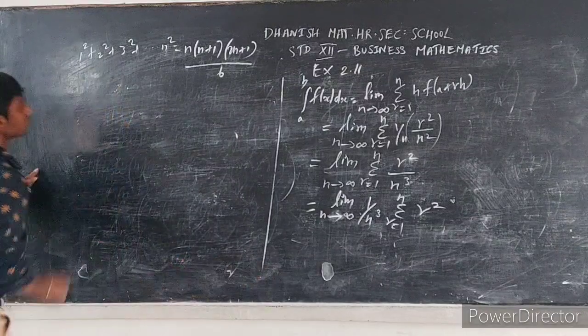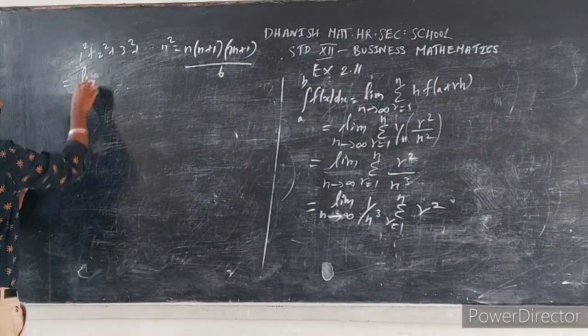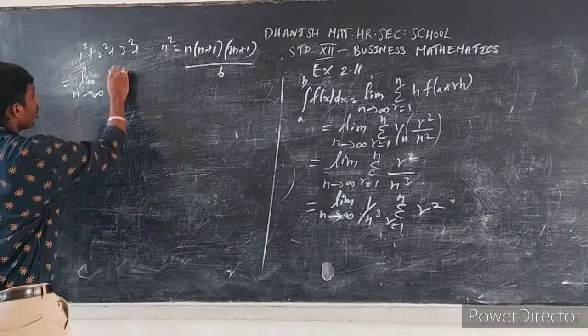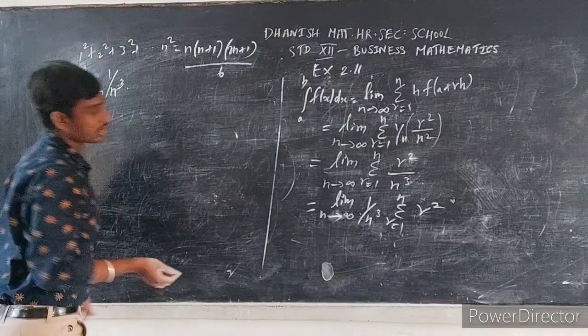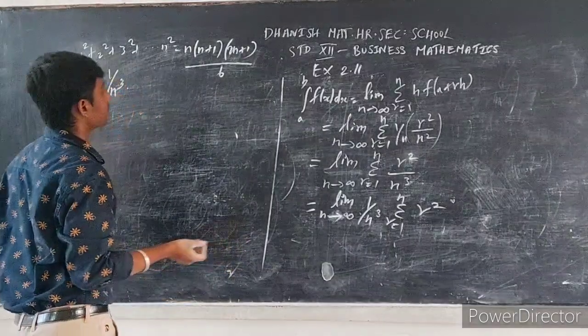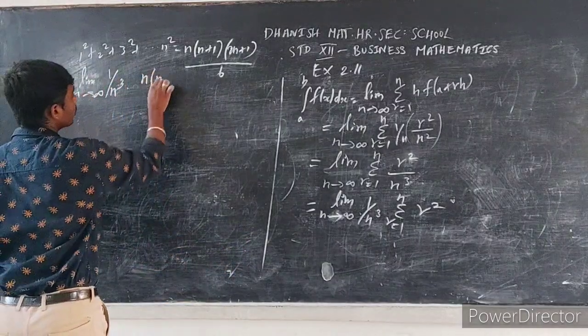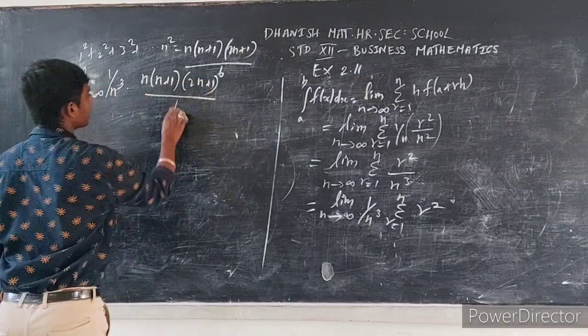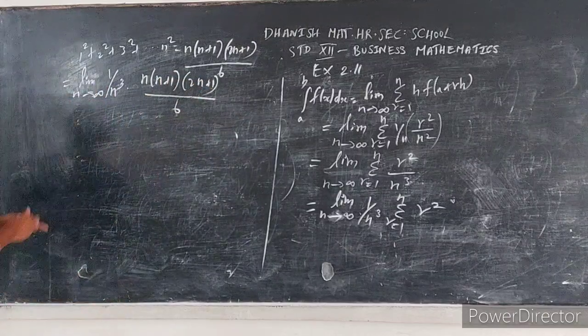So let's see how to apply this one. Limit n tends to infinity of 1 by n cube, and here we are going to apply this formula. So what is our formula? That will be n into n plus 1 into 2n plus 1 divided by 6. Now I am going to multiply this 6 into n cube.